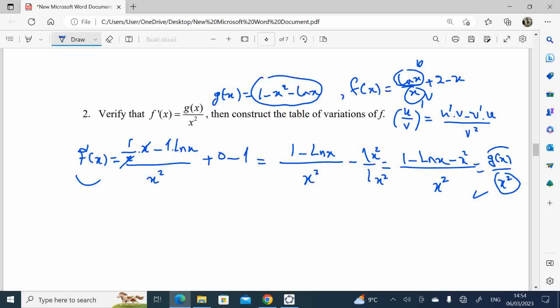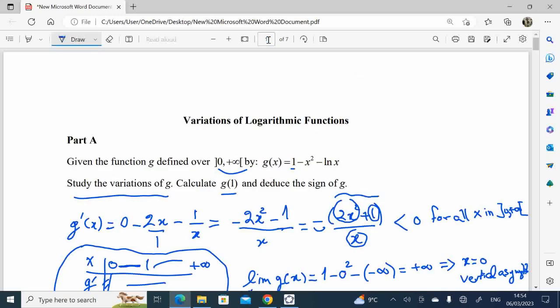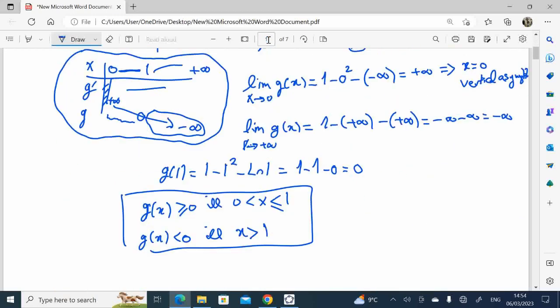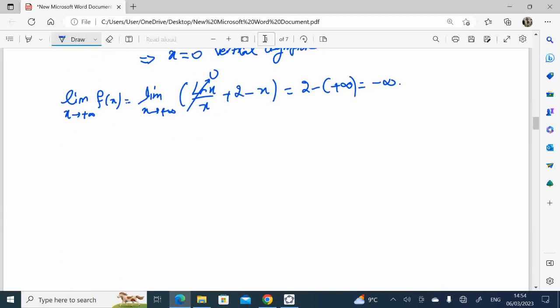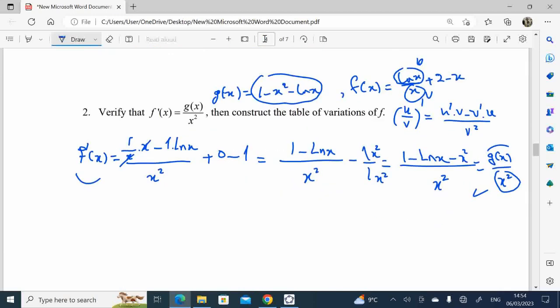So we recall that the sign of g, according to part A: g of x was positive whenever x is between 0 and 1, negative for x greater than 1, and 0 at 1. So we are going to draw the table of variation for f of x using the sign of g of x.